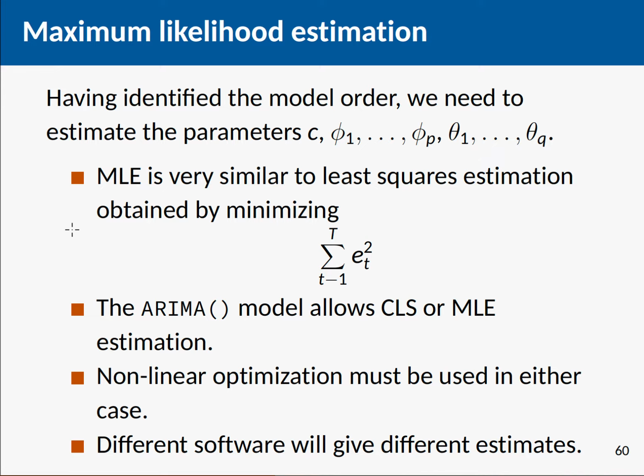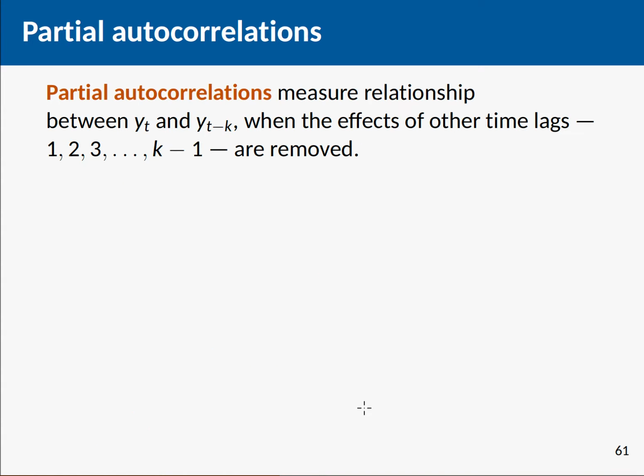So the maximum likelihood estimation is very similar to the least square estimation that you do in regression analysis by minimizing the sum of squared residuals for the entire time series. In both cases, nonlinear optimization is used, and different software might give you different estimates, but those estimates would be somewhat close to each other, so you don't have to worry about it. Sometimes we might even have a case where one package in R might give you a different result, and another package might give you another result, so don't worry about that.